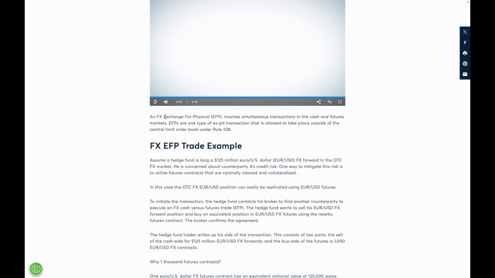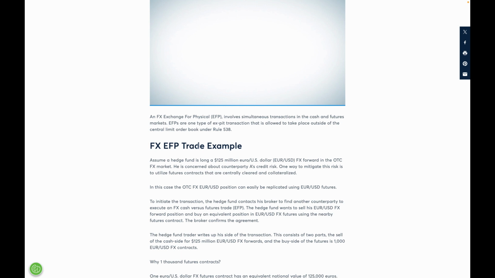An FX exchange for physical (EFP) involves simultaneous transactions in the cash and futures markets. EFPs are the one type of exchange transaction that is allowed to take place outside of the central limit order book under Rule 538. I don't know what Rule 538 is.